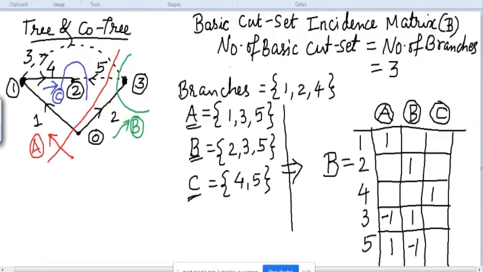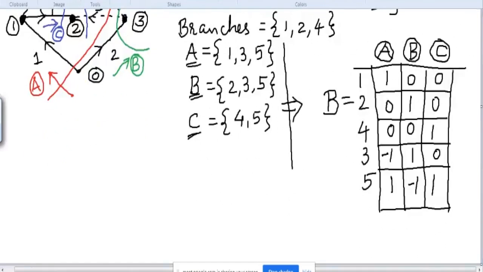And the last is C. So C, we have 4 and 5. It's very easy for us to note what is common between 4 and 5. The common point between 4 and 5 is node number 2. And for this, we have already made this 4 positive. So whatever is incoming to this node number 2, that elements will be positive. So we can see 5 is also incoming. So 5 will be also positive. So that's why we will put here 5 as positive. And the rest of all the fields will be substituted by 0. So in this way, we have obtained our basic cut set incidence matrix.